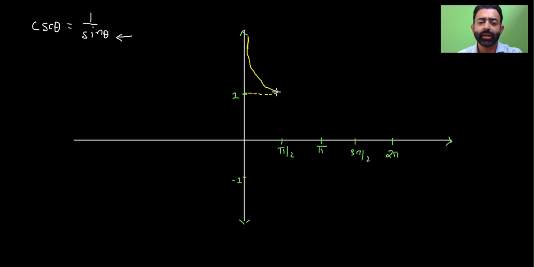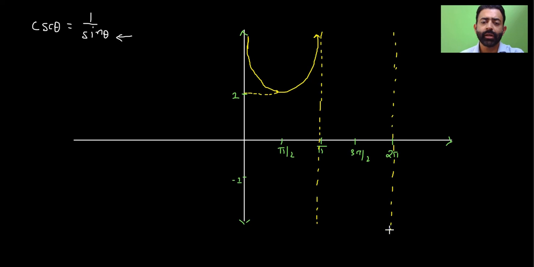So cosec theta's graph will again increase to plus infinity like this, and it will never intersect the lines x equal to pi and x equal to 0. So I can say that x equal to 0 and x equal to pi are vertical asymptotes for cosec theta.